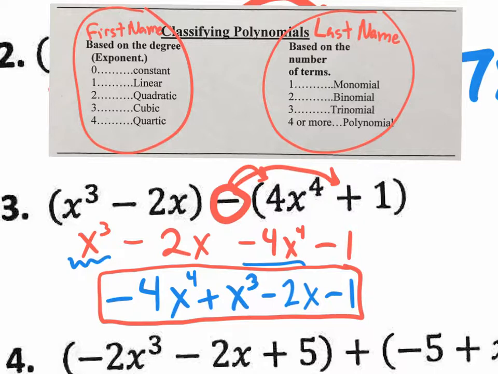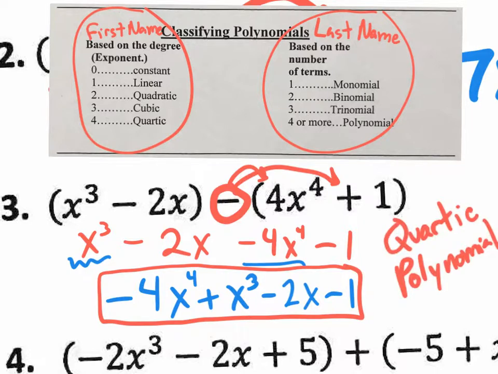And what is this classified as? Well, the first name is based on the 4, the highest exponent, and 4 would be quartic, and there is 1, 2, 3, 4 terms. So whenever it's 4 or more, that would be a polynomial. So this is a quartic polynomial. And of course, you will have to do this on Friday's quiz.